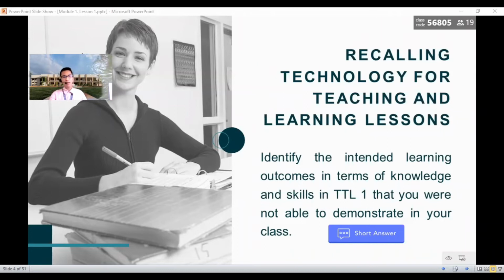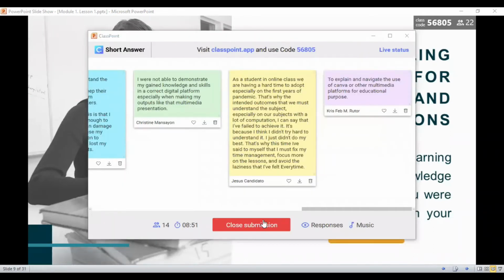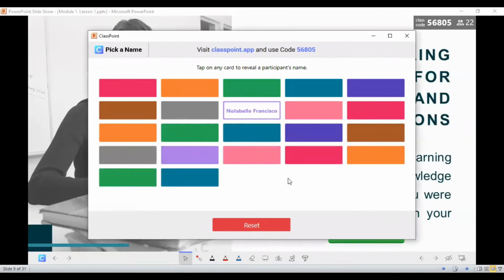I will be calling some of the participants in our ClassPoint, and I want them to share after recalling those intended learning outcomes that you failed to demonstrate or failed to achieve, and what is or are your reflection out of it in order to at least achieve those learning outcomes this time. Okay, close submission na tayo. First to share, Nolabel Francisco.